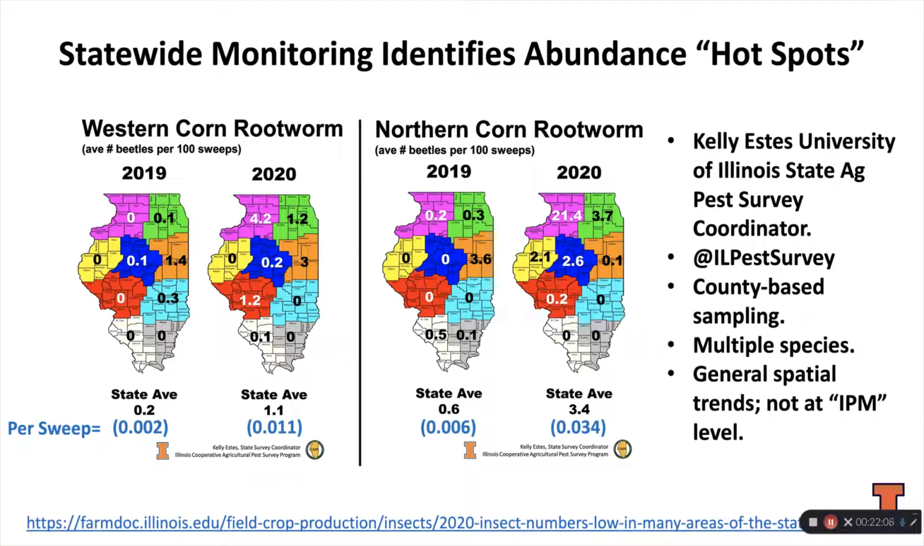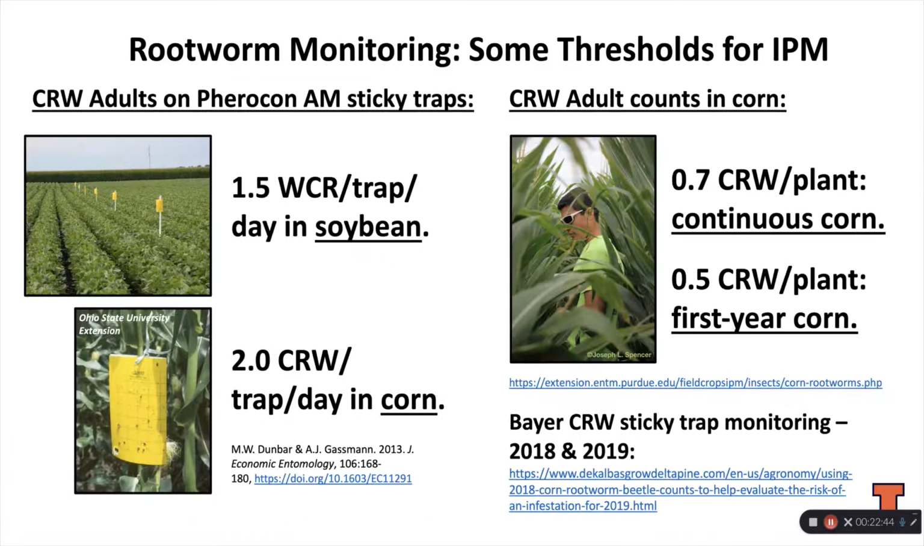We tend to see higher western corn rootworm populations in the northern and east central part of the state year after year. This is also true for northern corn rootworms, shown here on the right side of the figure. Their numbers have been increasing a little bit faster than westerns in recent times, with some impressive populations rebounding in the northern part of the state. These are great to sort of guide thinking about where there is a rootworm risk. However, they're not at the level where we can make an IPM decision. We need to have more finer scale monitoring for that.